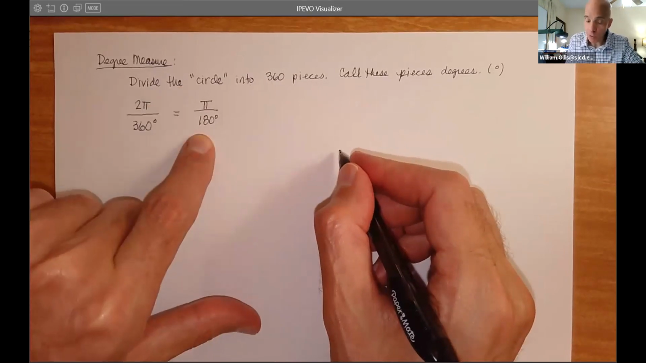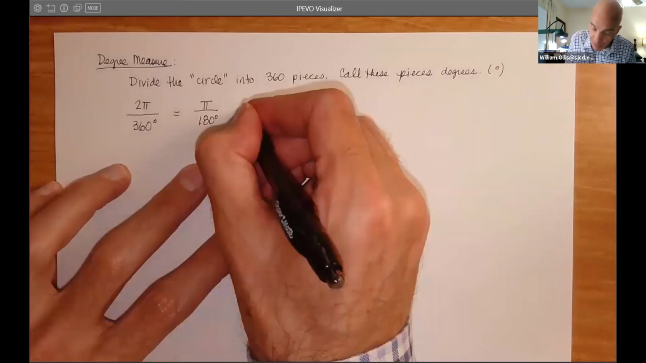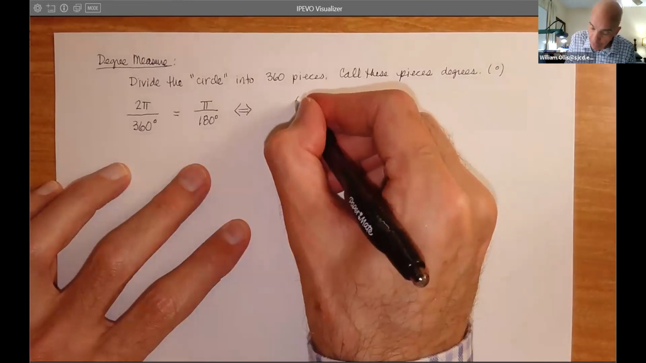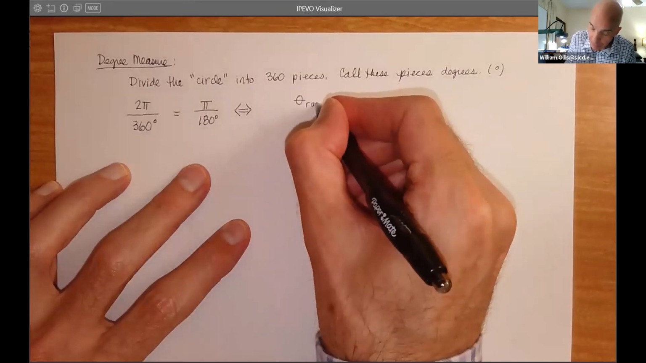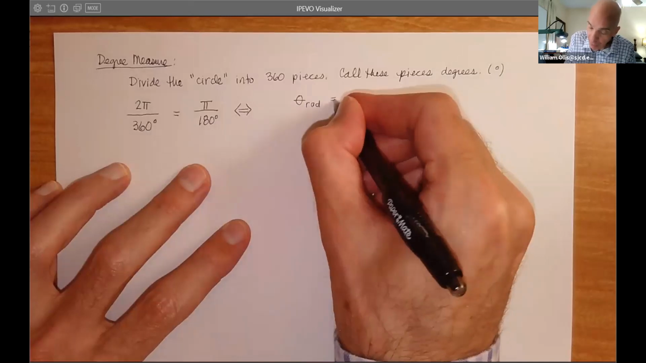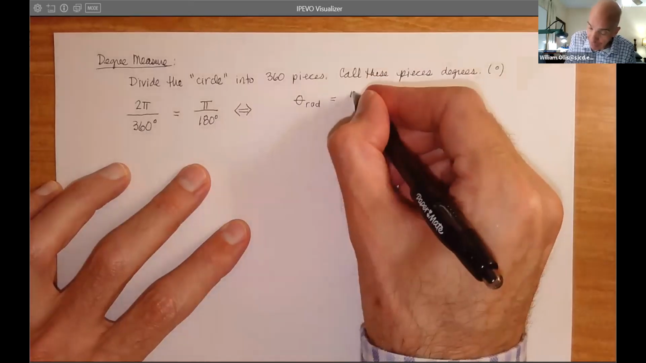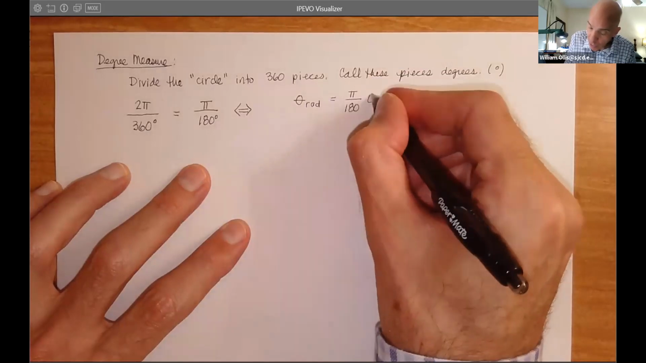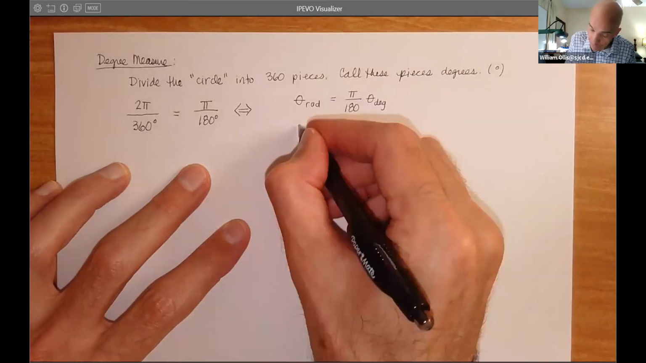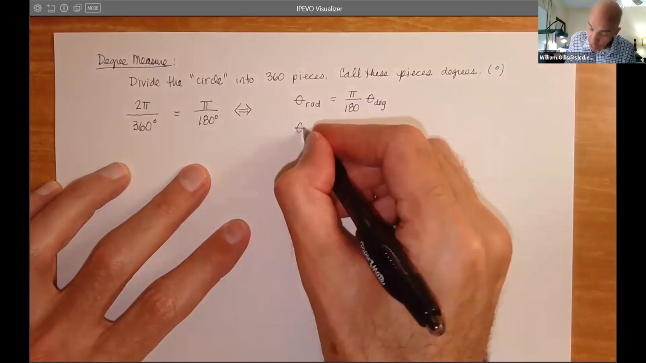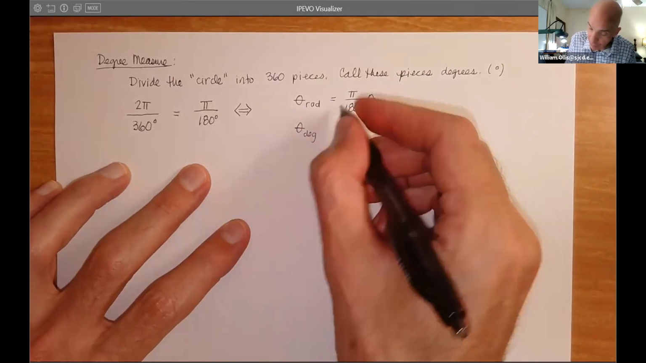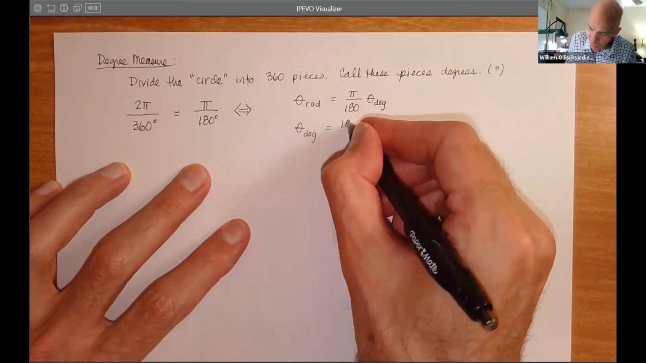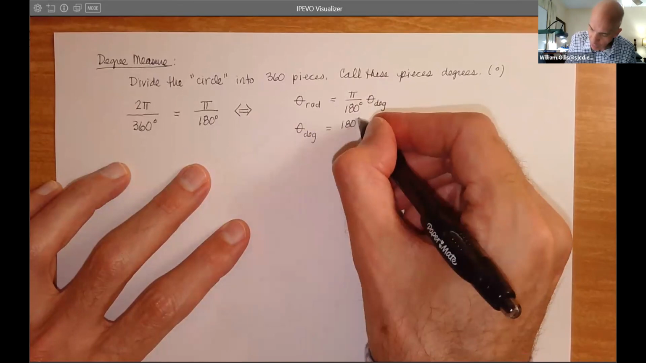And this will be the conversion factor. So this implies, or equivalently, theta measured in radians will now be pi over 180 times theta measured in degrees, or, solving for theta in degrees, theta in degrees will be 180 over pi times theta in radians. I'll leave the degree part off. You can stick it in there, I guess, make it look right.